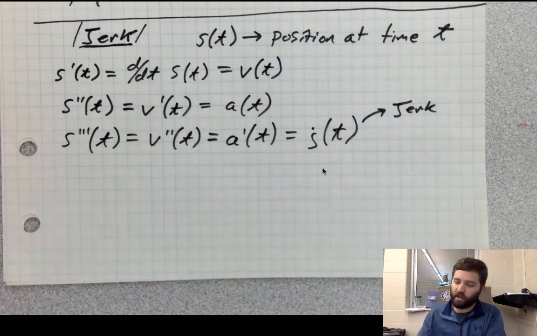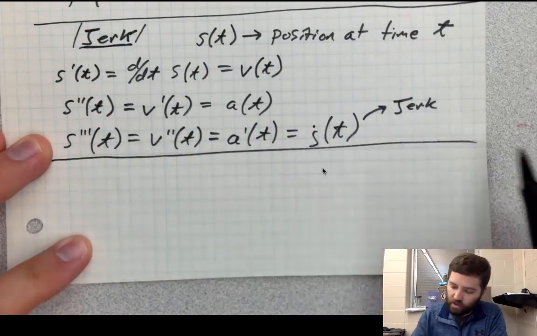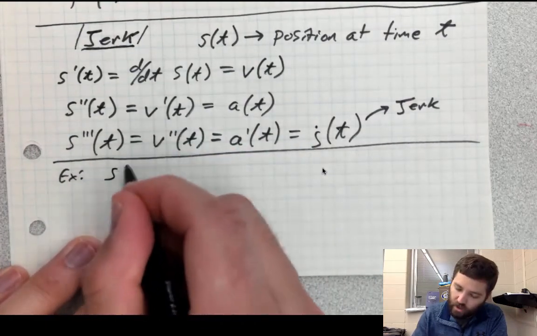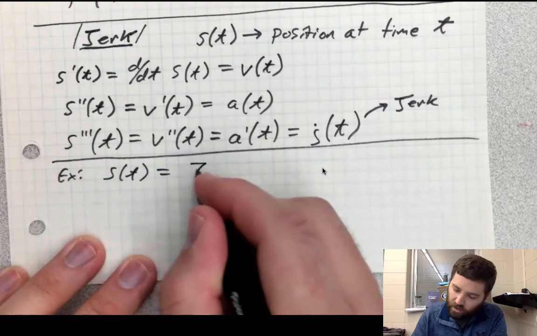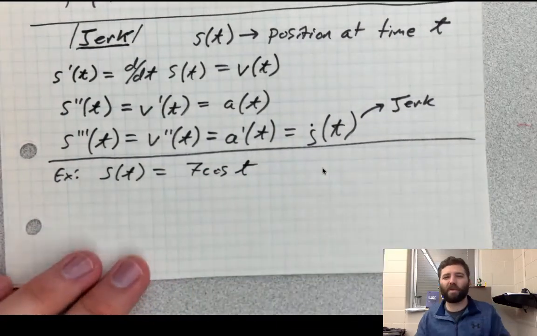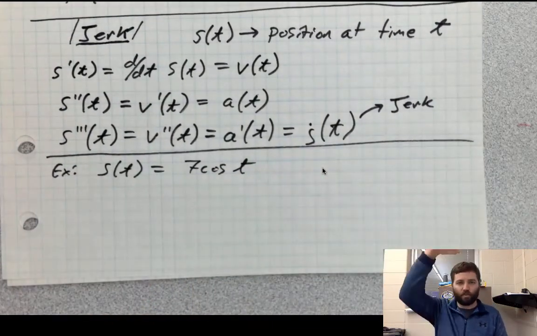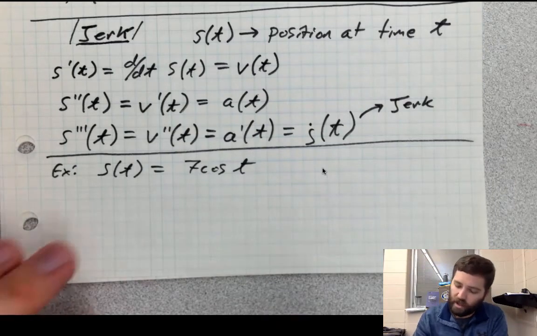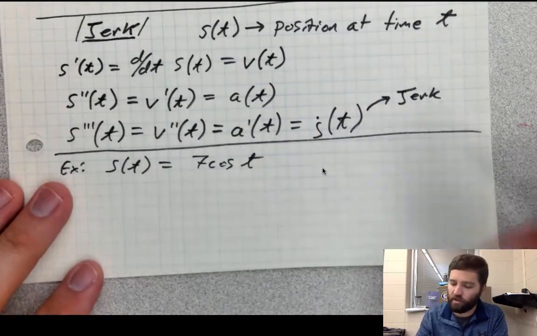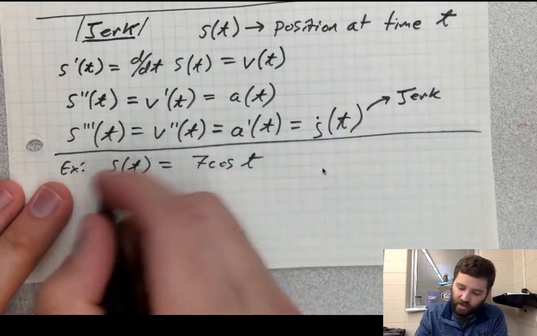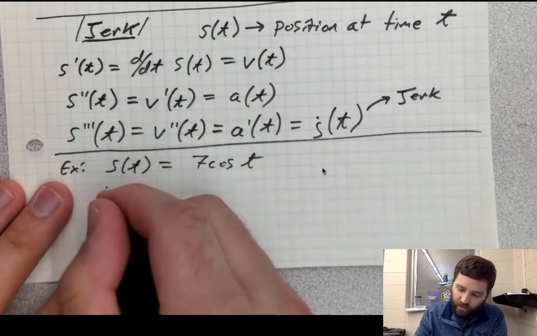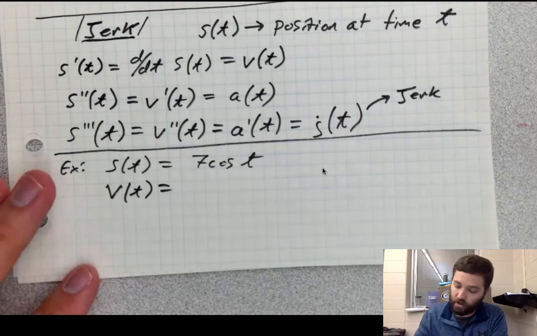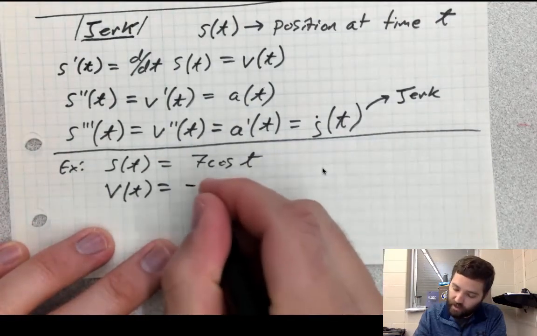So, I guess we'll do just one example here. If you're given that the position function is equal to 7 cosine of t, like it might be if you had a weight bouncing on a spring, where it bounces up and down, and you wanted a graph of the position, it might be something like this, 7 cosine of t. And we say, well, what is the jerk? Well, you would just take the derivative of s, so the derivative of that would be v. So v of t would be equal to the derivative of 7 cosine, which turns out to be negative 7 sine of t.